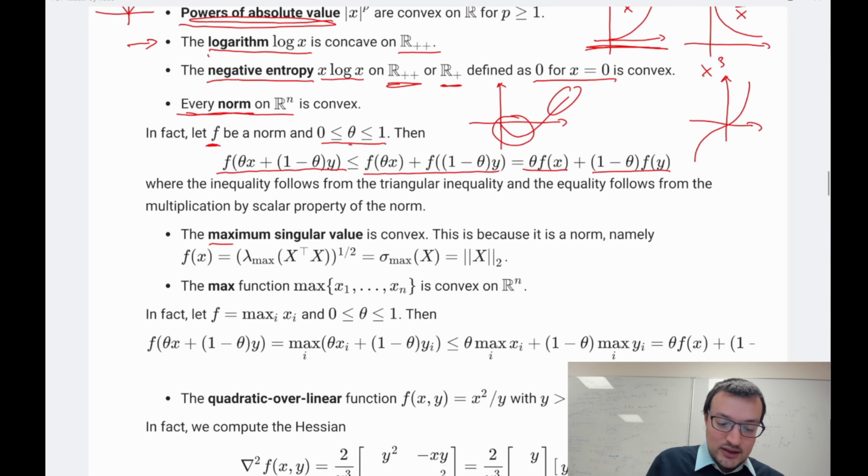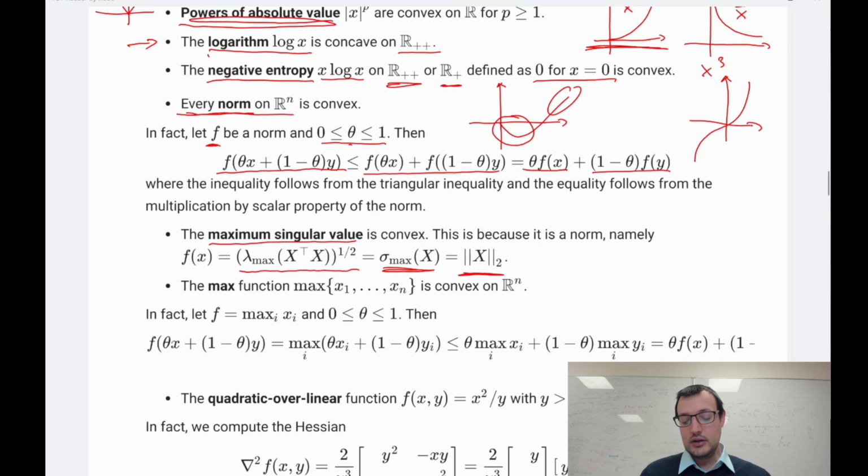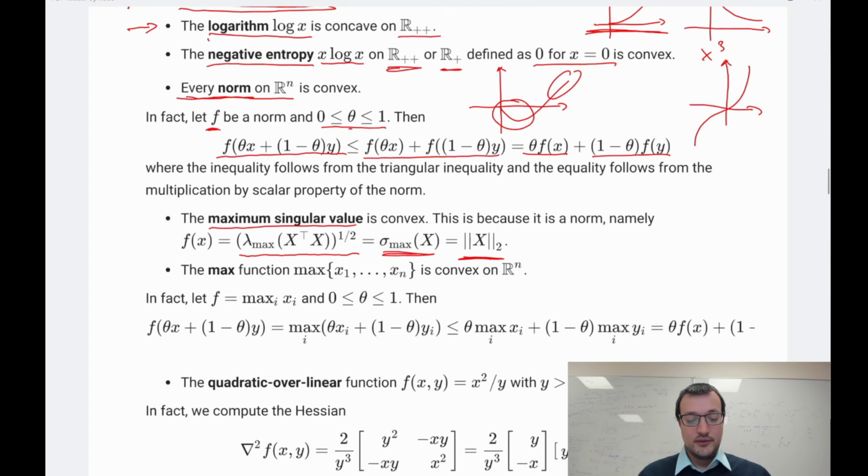The maximum singular value of a matrix is convex. This is a complex function if you think about it, because if you want to compute it, you will have to solve the characteristic polynomial and then find the maximum. But actually, this can be shown very easily based on the fact that the maximum singular value is equal to the two norm for matrices. And since any norm is convex, then the maximum singular value is convex.